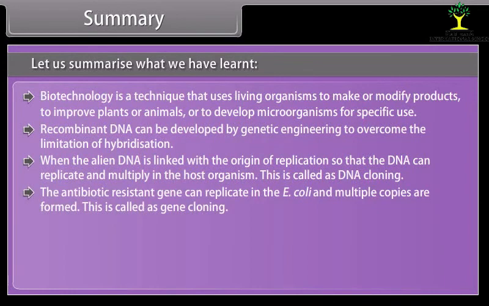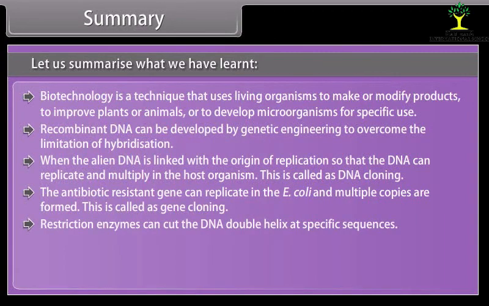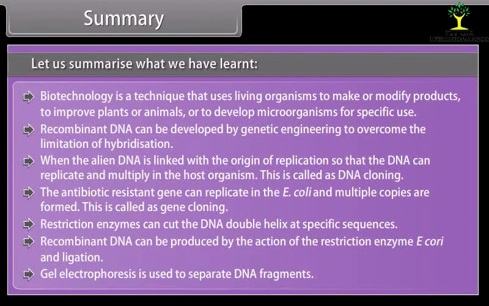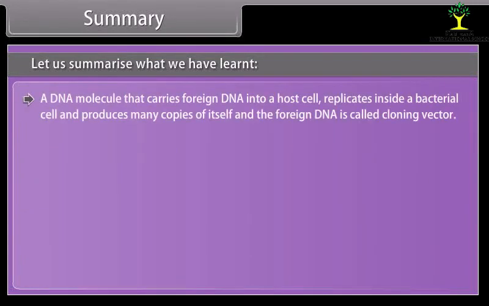The antibiotic resistant gene can replicate in the E. coli and multiple copies are formed. This is called gene cloning. Restriction enzymes can cut the DNA double helix at specific sequences. Recombinant DNA can be produced by the action of the restriction enzyme and ligation. Gel electrophoresis is used to separate DNA fragments. A DNA molecule that carries foreign DNA into a host cell, replicates inside a bacterial cell and produces many copies of itself and the foreign DNA is called a cloning vector.